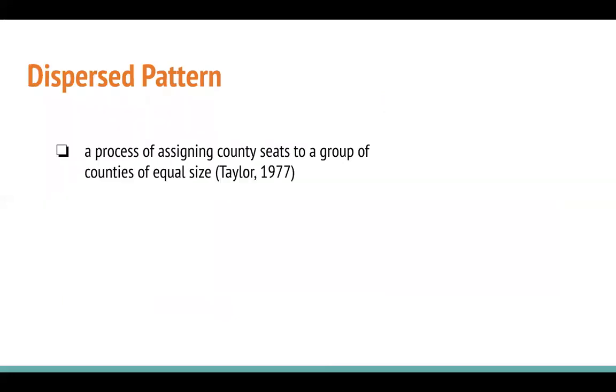And then we're moving to the dispersed pattern. By Taylor in 1977, it is a process of assigning county seats to a group of counties of equal size. So specifically, it has two processes. First, it assigns the county seats to each county randomly, following a spatial Poisson process, and it also adds in a modification that each county cannot have more than one county seat.